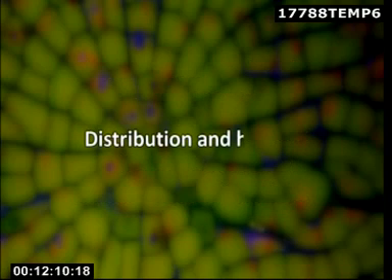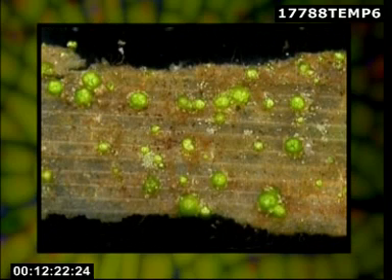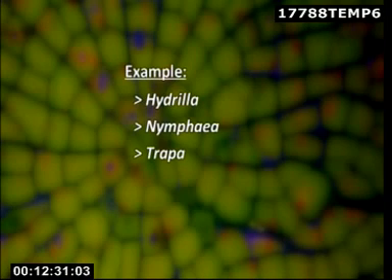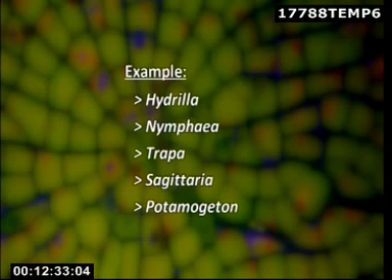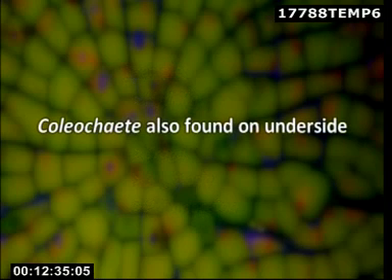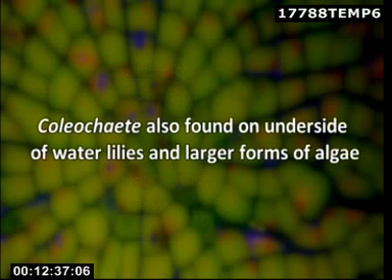Now let's come to distribution and its habitats. Coleochaete is widespread in freshwaters of tropical, temperate, and Arctic regions. The genus is periphytic and often found attached to submerged portions of aquatic plants such as Hydrilla, Nymphaea, Trapa, Sagittaria, and Potamogeton, or they may occur on the underside of water lilies and large forms of algae.